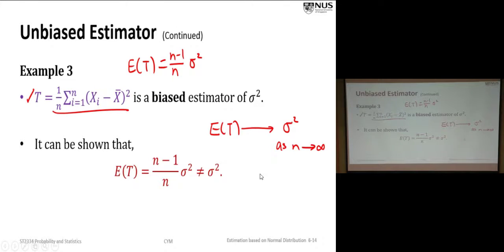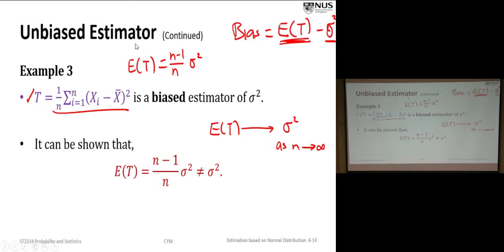Oh, and also the difference between your expectation of your estimator in this example is this, and sigma square. The difference between your expectation of your estimator and the true parameter that you want to estimate, if it is zero, then that means your estimator is unbiased. If the difference is non-zero, then that represents a bias. We call that a bias.